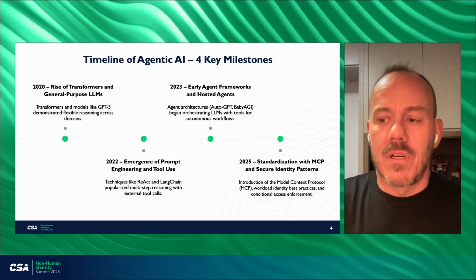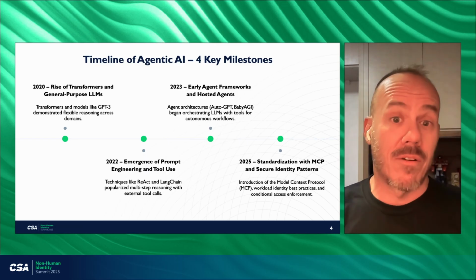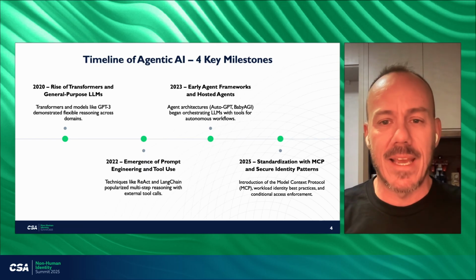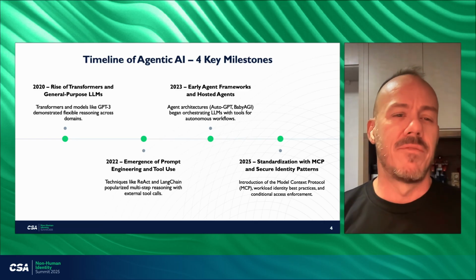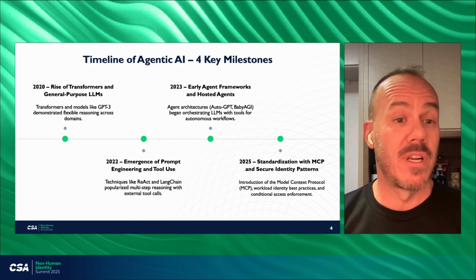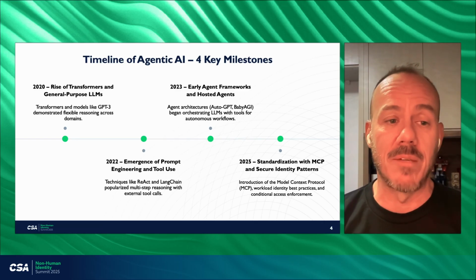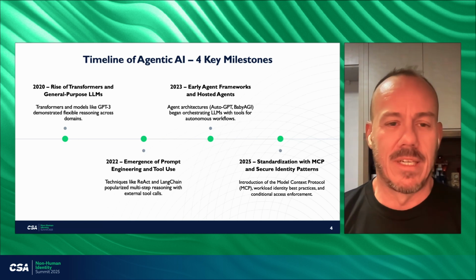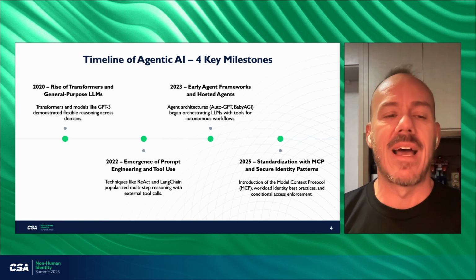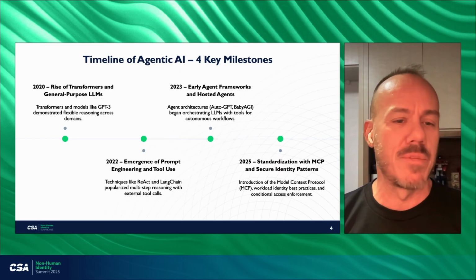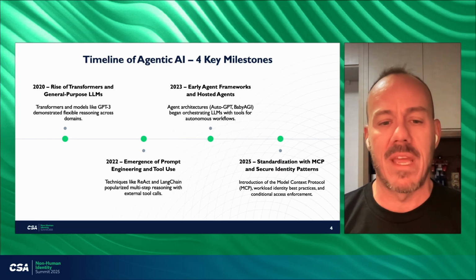So I think it's good to start with a little bit of background around agentic AI. I want to talk about four key milestones. About the middle of 2020, we saw the rise of transformers and general purpose LLMs, the most famous or notable of which is GPT-3. That's when these systems really demonstrated flexible reasoning across domains.